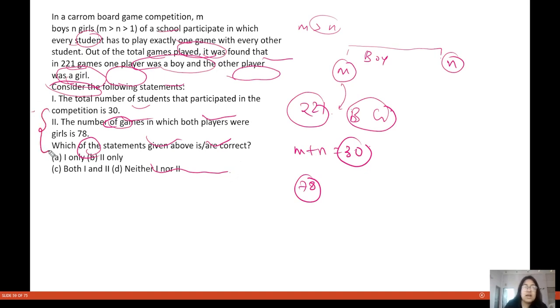So we have to check the authenticity of these statements. Fine.